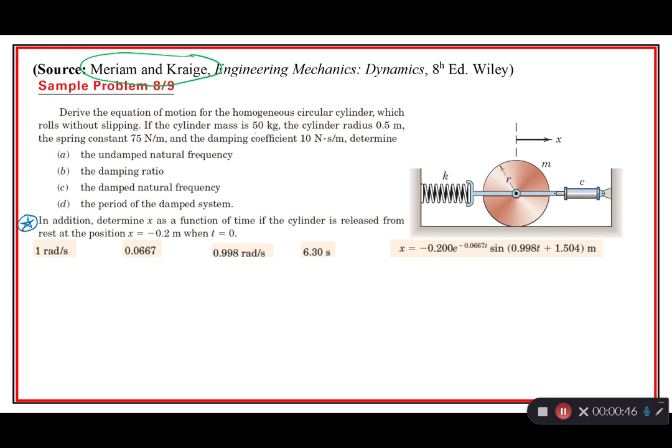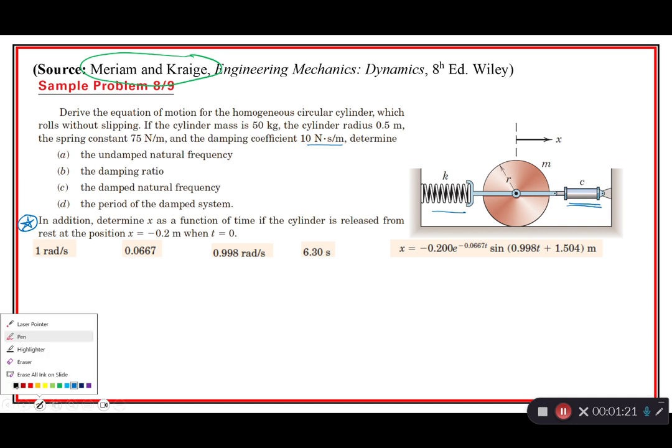let's describe the problem. We have a cylinder that's 50 kilograms and it has a radius of 0.5 meters and a spring constant right here of 75 newtons per meter and a damping coefficient of 10 newton seconds per meter. We want to find the undamped natural frequency, the damping ratio, the damped natural frequency, and the period of the damped system. All right, so this is not stuff that's recent for us, but we still need to be able to do it.